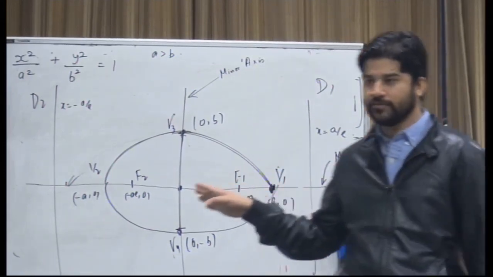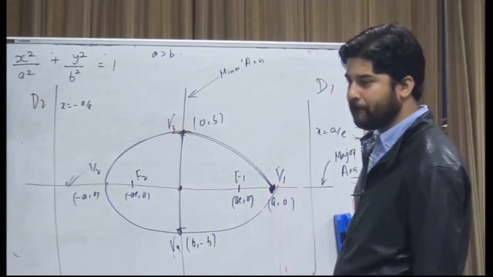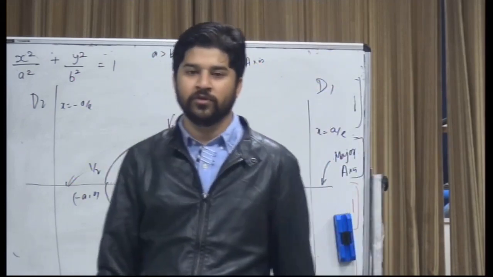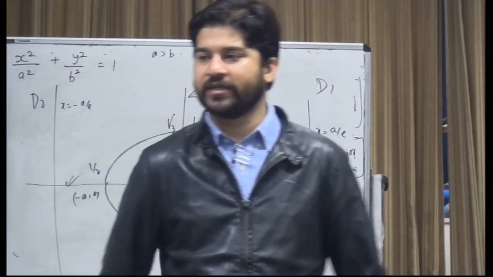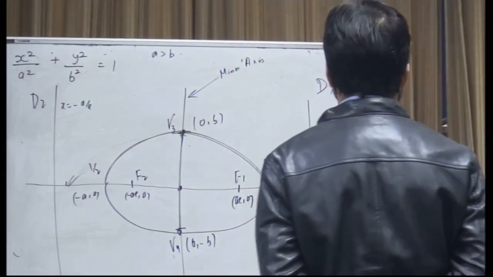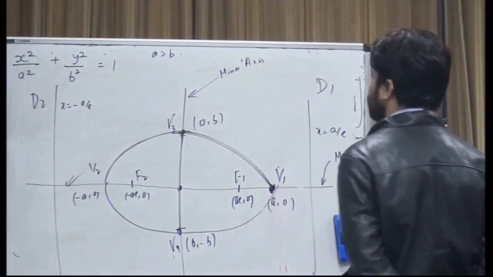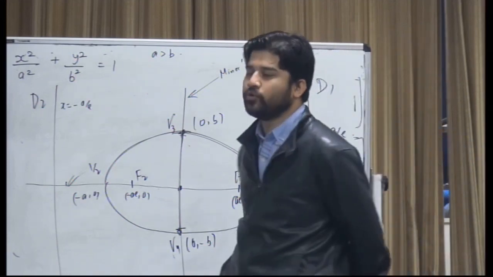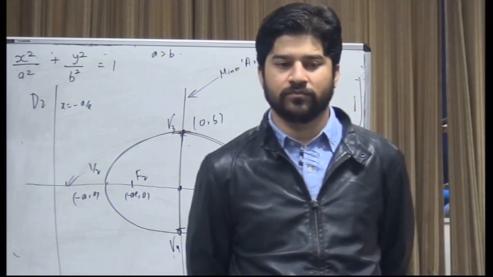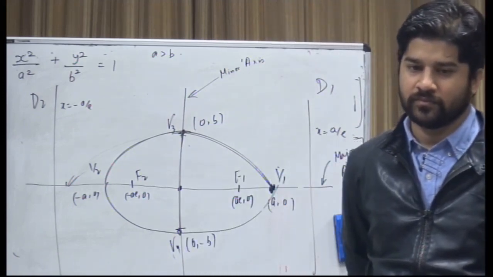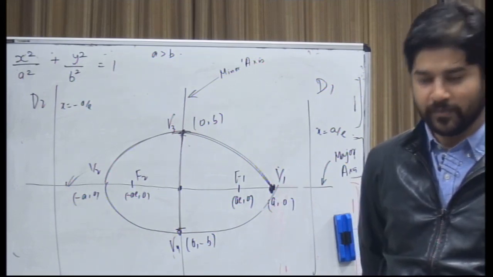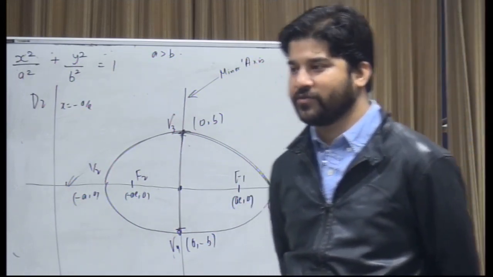Okay, understood? No doubt here? What should be the parametric form of this ellipse? How to go from algebraic locus to parametric locus? By introducing a parameter, you can have various ways, right?